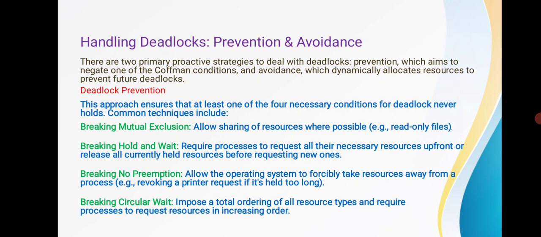So among these four conditions, if we break any one of them, then the situation is called deadlock prevention. The second one is deadlock avoidance. This method requires processes to provide information about their maximum resource needs in advance. The system then makes dynamic decisions to ensure it remains in a safe state, meaning there is a sequence of processes that can execute without deadlock. We have to use some algorithms for deadlock avoidance.